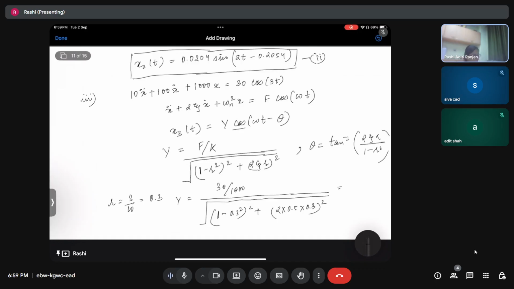So now when we compute the value, it is going to be 0.03 divided by under root of (1 minus 0.09, so 0.91) square plus 0.3 square. So this will turn out as 0.03 being divided by 0.9582. It will turn out as 0.0313.